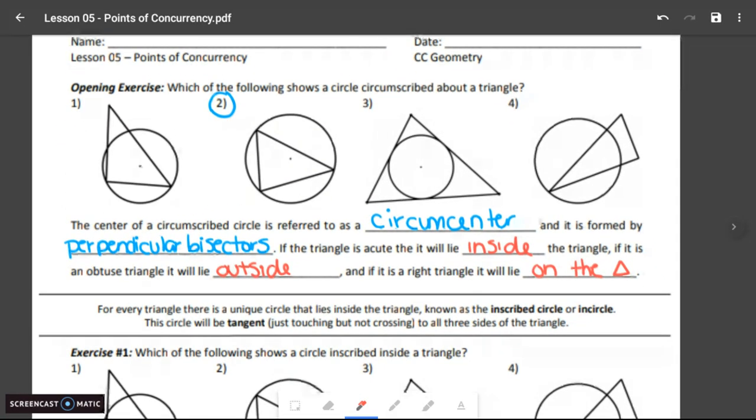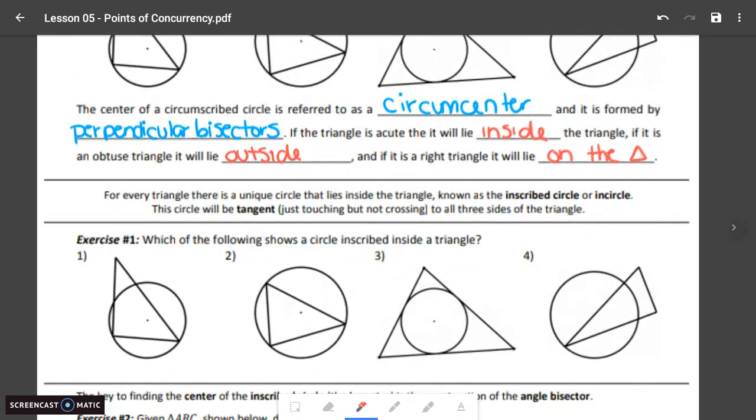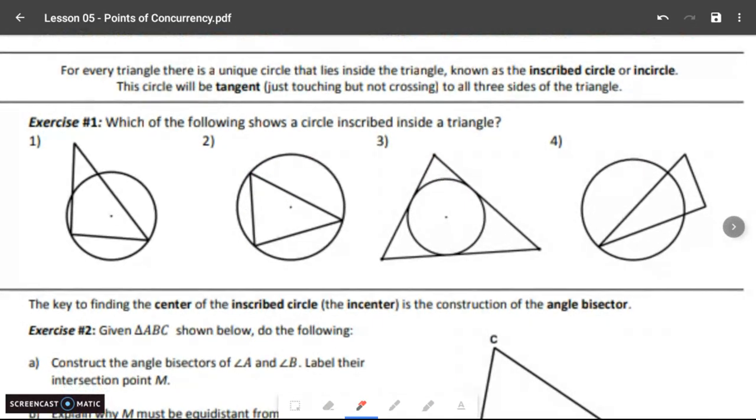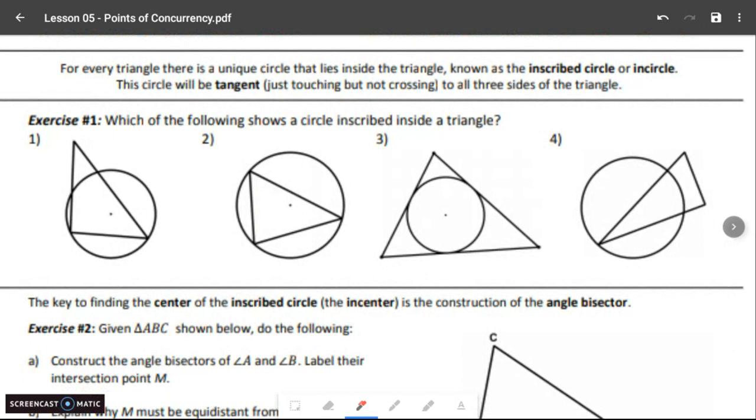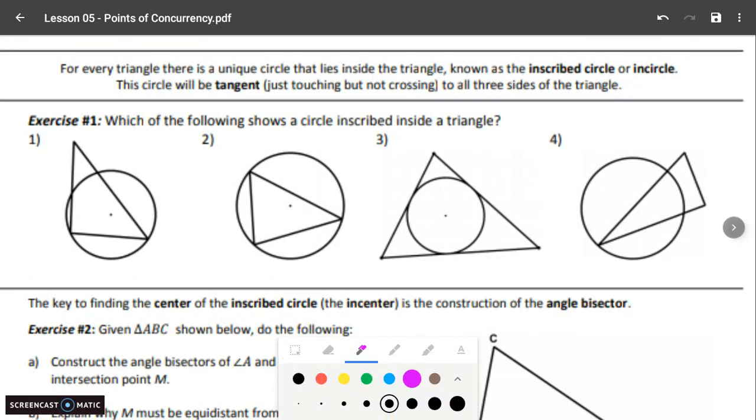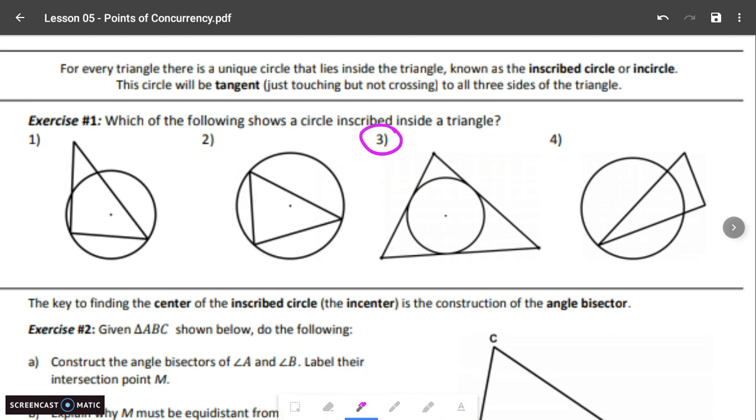Since we've already dealt with that construction, we're going to go on to a different type of construction that has the same kind of pieces. For every triangle, there is also a unique circle that lies inside the triangle. It's called an incircle, or inscribed circle, in such a way that it will only touch the sides of the triangle once. And that's referred to as being tangent. It's represented best by choice 3.